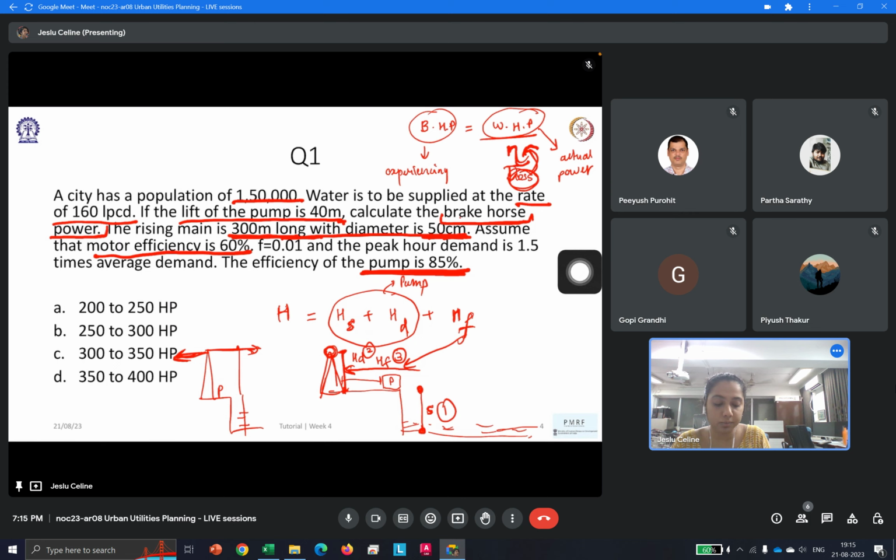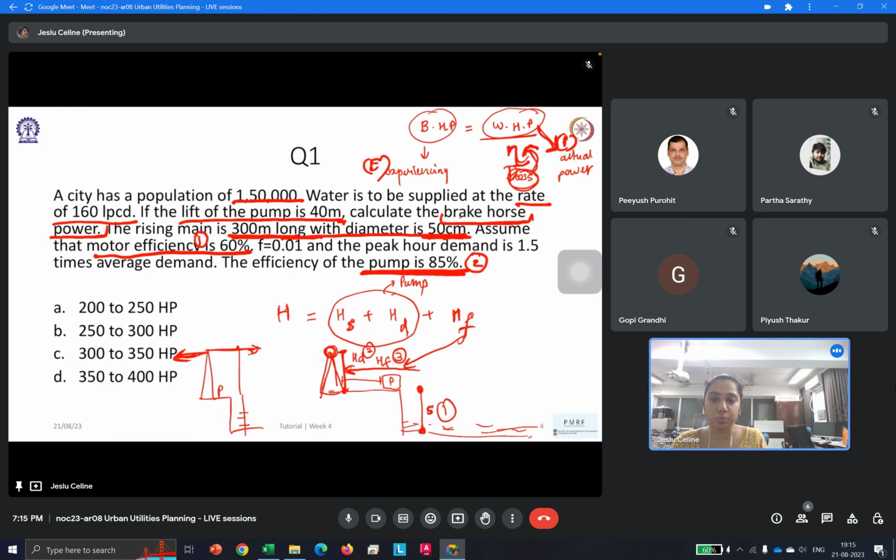And considering that, we will get the brake horsepower, which is what is actually experienced. So this is what is actually put into the system, and this is what is actually experienced, or the output, whatever is there in the system. So we need efficiency for that. In this case, we've got two efficiencies. The motor efficiency and the pump efficiency is given separately.